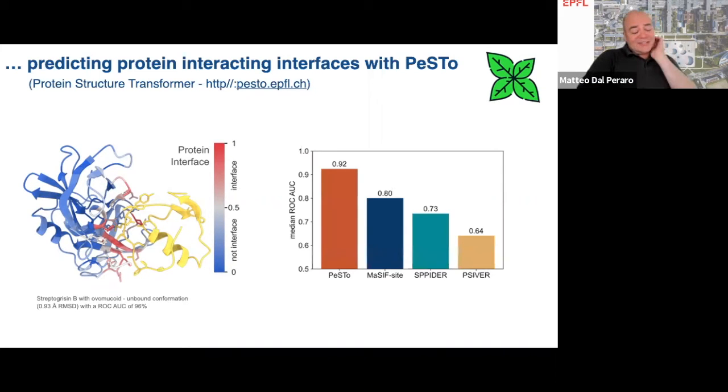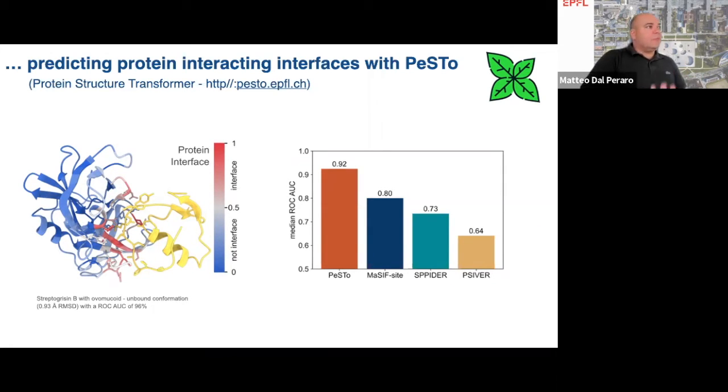We benchmarked this new method against some state-of-the-art methods of the past, like Spider and Cyber, and we are doing pretty well. But we are also doing well in comparison with more recent methods like Massive, that also use geometric deep learning, but use a protein surface to treat the similar problem. So this method was developed by one of our colleagues, Bruno Correa, at my institute, okay?